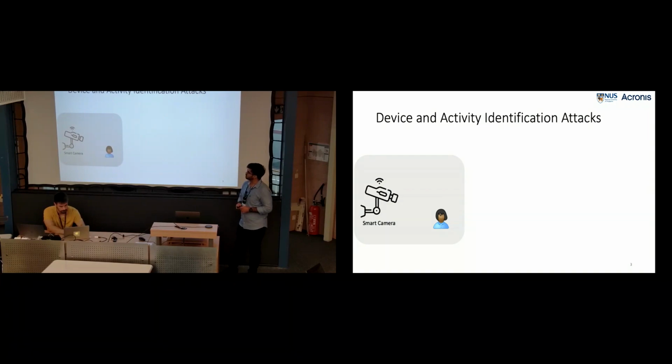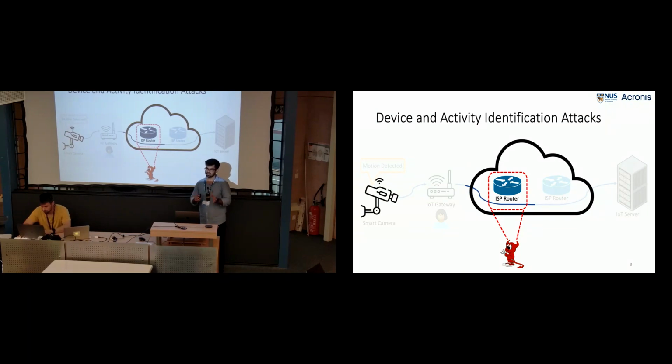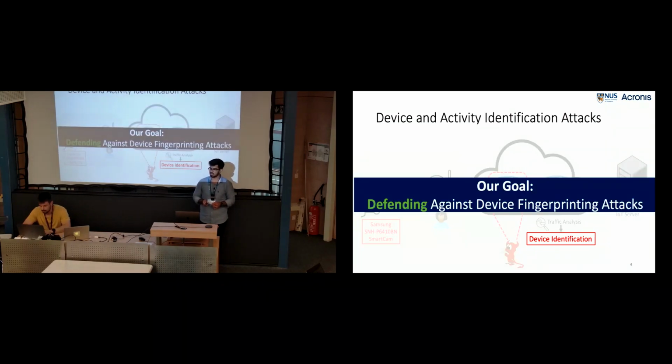To demonstrate this attack, we look at a smart camera which detects some activity in the smart home, and it has to send this message and the live stream over the internet to the IoT server. And we consider an adversary over the internet has access to one of the ISP routers. They can analyze the traffic to identify the device down to the level of the exact make and model of the device. We give more details about this attack, but before that, I highlight the goal, which is defending against such device fingerprinting attacks, as we call them.